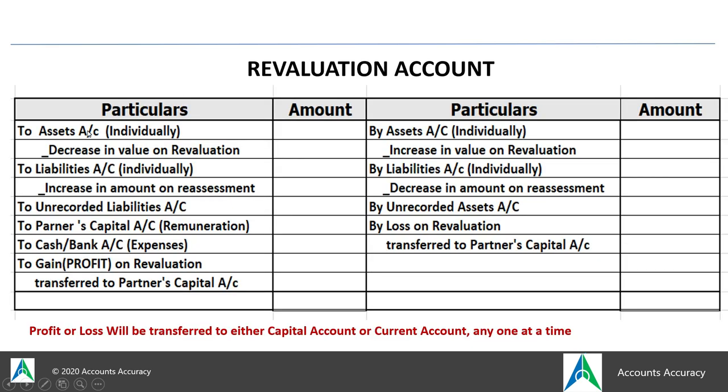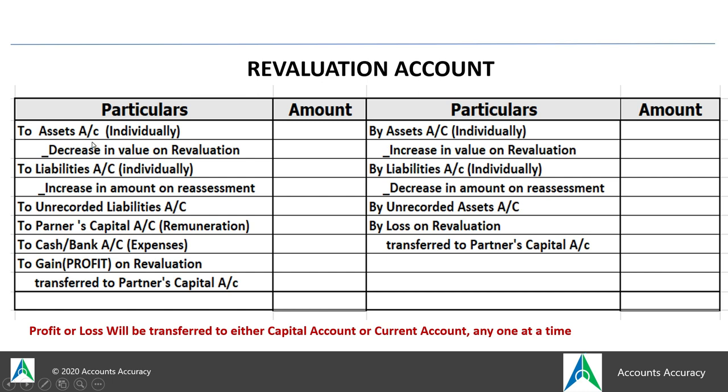If any decrease in value of an asset is found, that is debited in the revaluation account. On the other hand, if any increase in the value of an asset is found, that gets credited in the revaluation account. The vice versa is done in case of liabilities. If any increase in the value of liabilities is found, that is debited, and if any decrease in the value of liabilities is found, that is credited in the revaluation account.